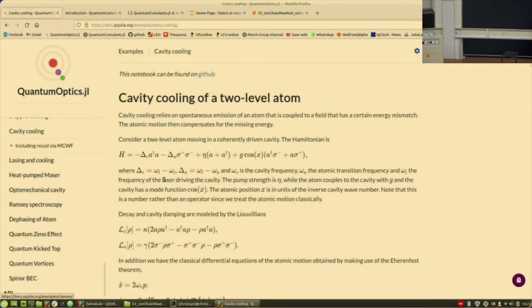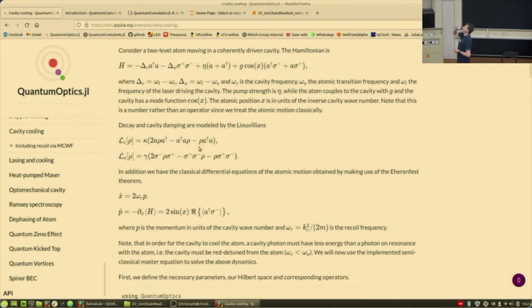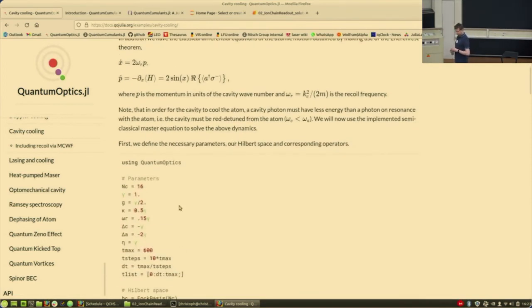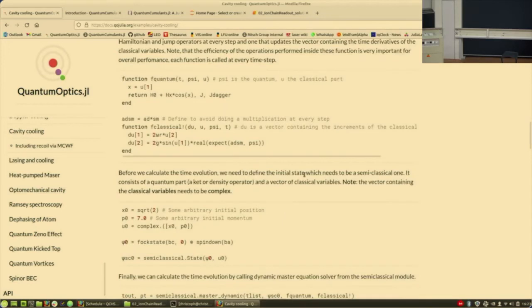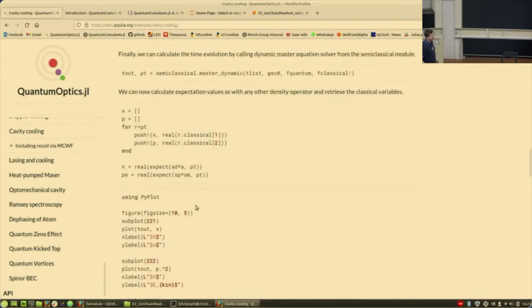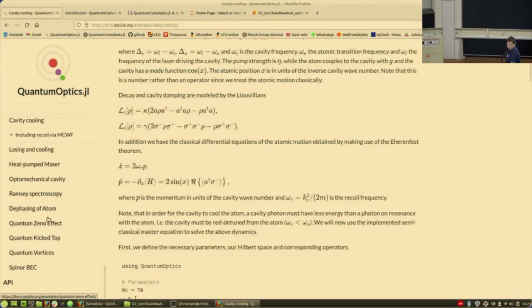To give you an idea how it looks, for example here, the cavity cooling of a 2-level atom with a small theoretical description, how it's implemented with a Hamiltonian and with the Liouvillean, and also here semi-classical equations. And then you basically put the code and explain a little bit what's inside the code. And if you do this properly, then I'm pretty sure you just get the 2 ECTS points promised by Ivan. Okay, and also there are a lot of examples, and if you get stuck by just reading the documentation on how to implement something, then just scroll through the examples, think about which system is similar to yours, and you will find some solution, hopefully.